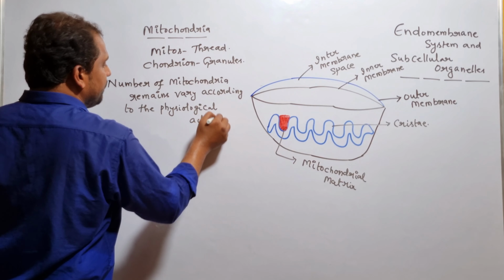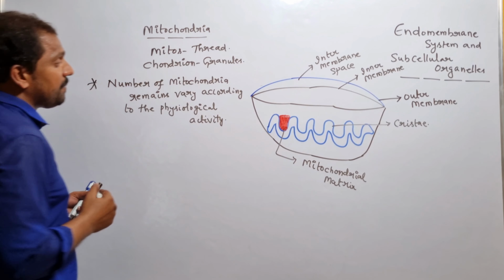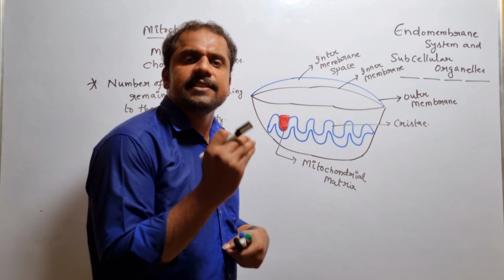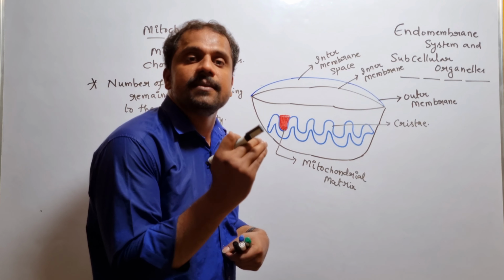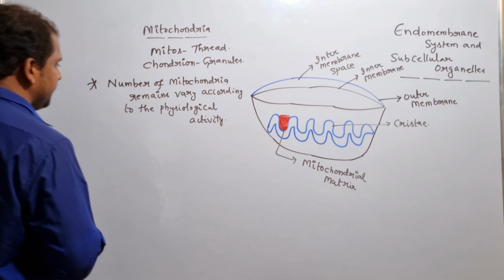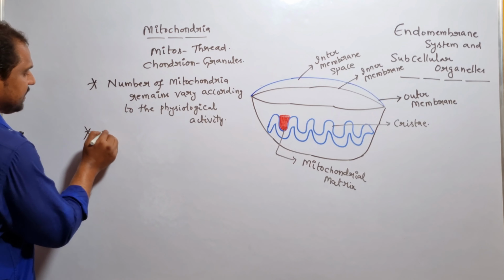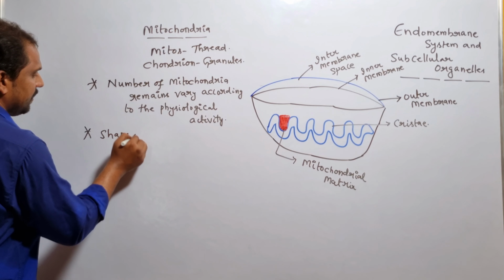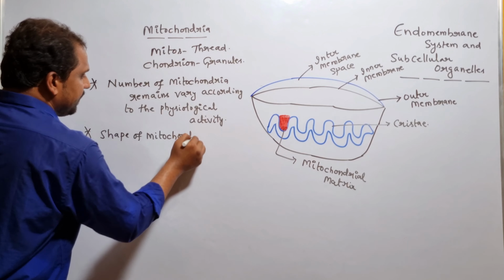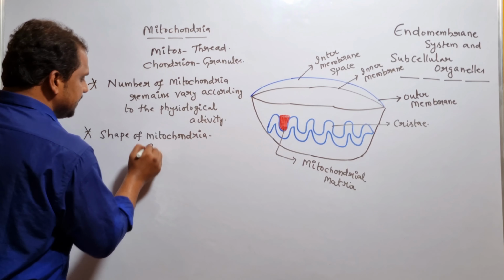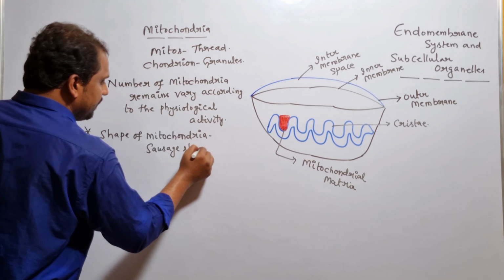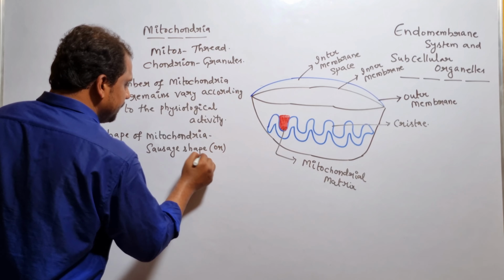So here, not only the number, even the size and the shape of the mitochondria remain variable. In nearly all living cells, the size and the shape of the mitochondria won't remain similar; they vary. If we consider the shape of the mitochondria, it can be either sausage shape or cylindrical shape.